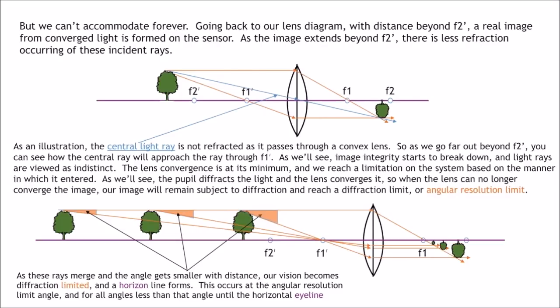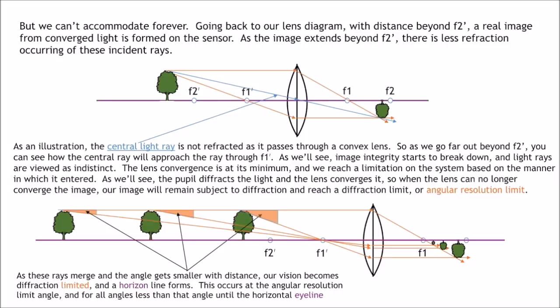The lens convergence is at its minimum, and we reach a limitation on the system based on the manner in which light entered. And that is diffraction. So as we'll see, the pupil diffracts the light and the lens converges it. So when the lens can no longer converge the image, our image will remain subject to something called diffraction and will reach a diffraction limit or angular resolution limit.